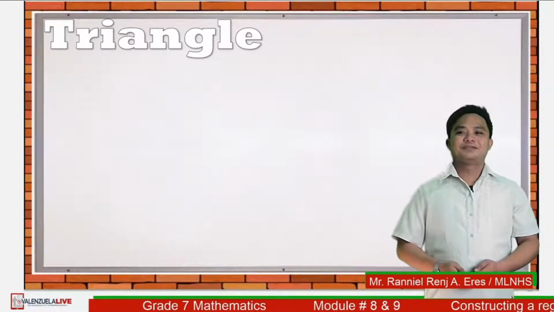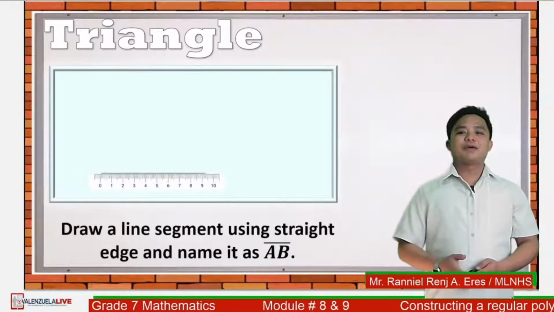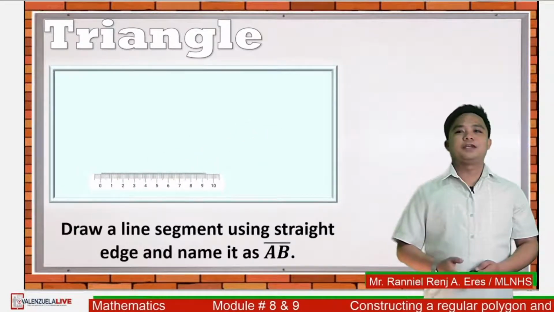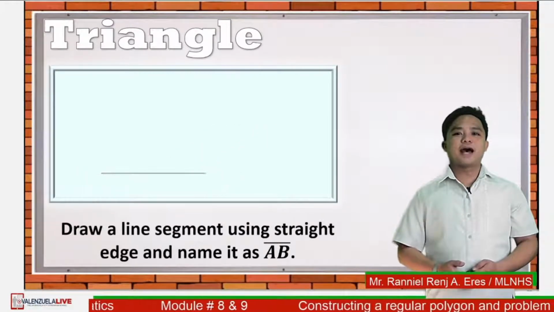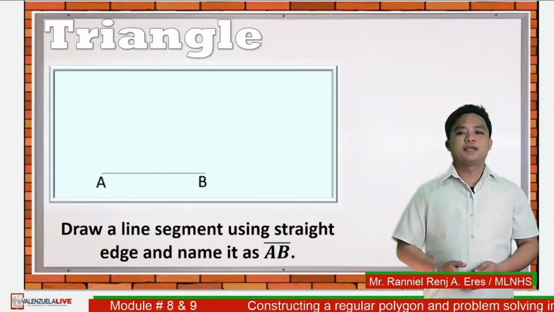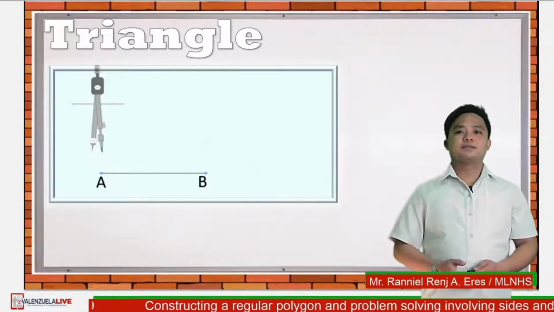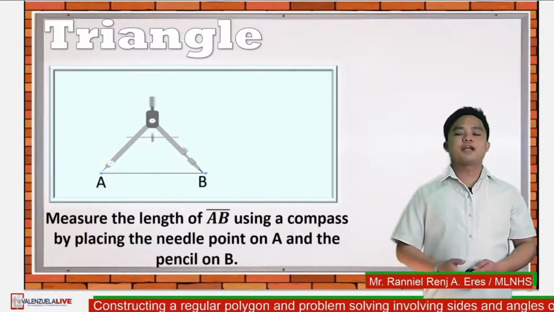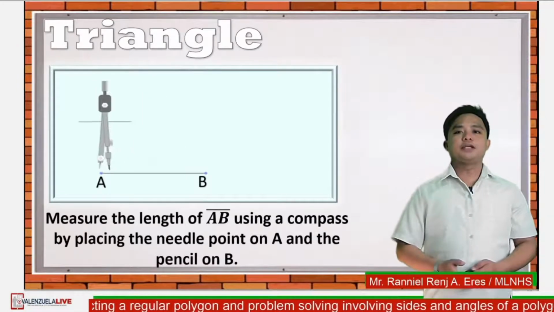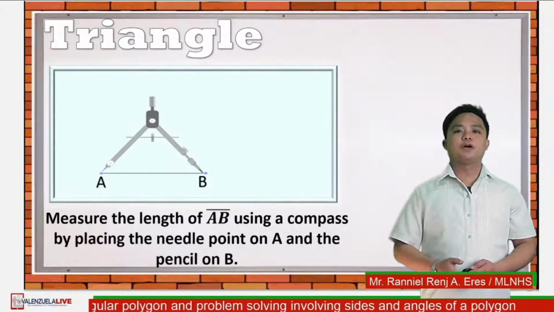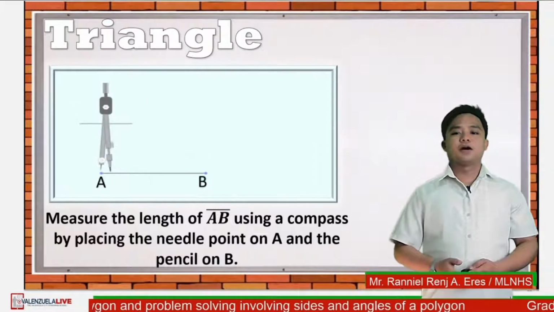So our first step is to draw a line segment using straight edge and name it as line segment AB. Okay. Next is step 2. Measure the length of line segment AB using a compass by placing the needle point on A and the pencil on B.